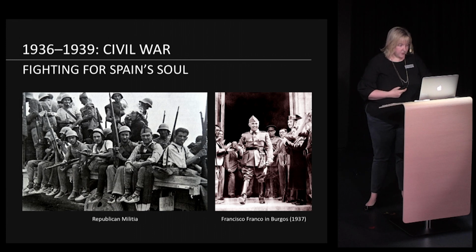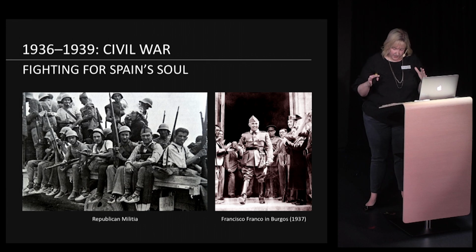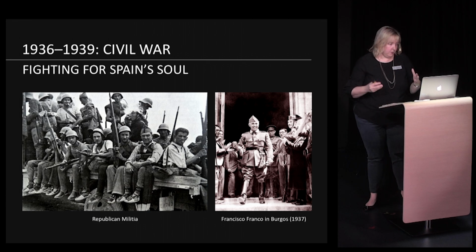The nationalists, though, were supported by fascist Germany and Italy. And the war was really the outcome of the polarization of Spanish life and politics that had been slowly developing during these years. The Civil War would go through long periods of stalemate and then rapid breakthroughs by the nationalists.